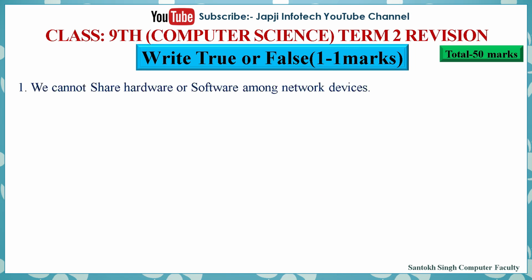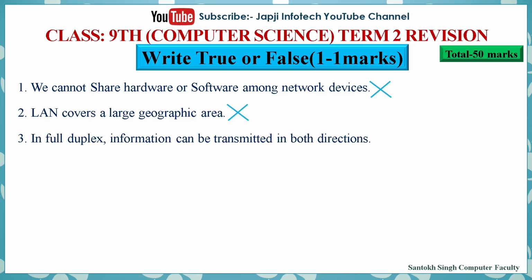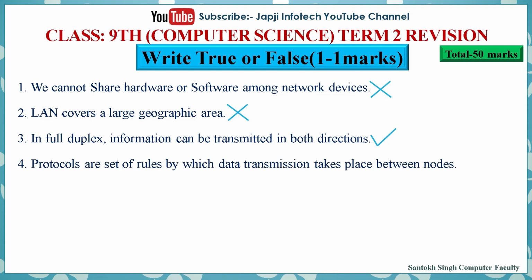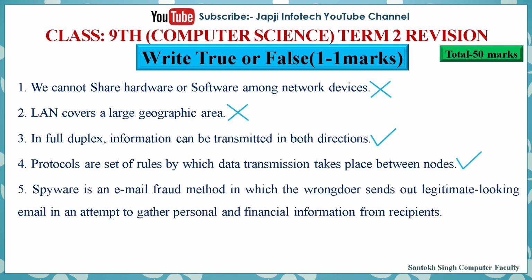So the first one is we cannot share hardware or software among network devices. Wrong. Second one is LAN covers a large geographic area. Wrong. Third one is in full duplex information can be transmitted in both directions. Right. Fourth one is protocols are set of rules by which data transmission take place between nodes. Right.